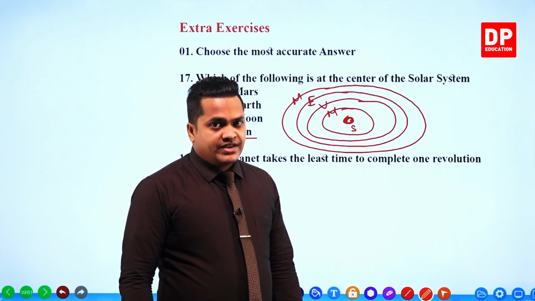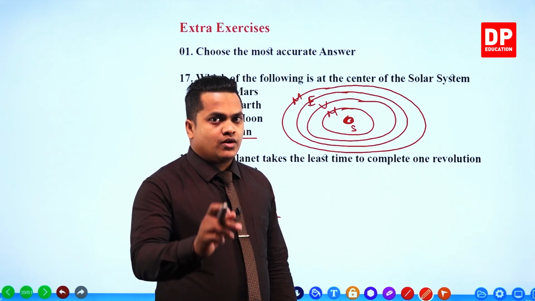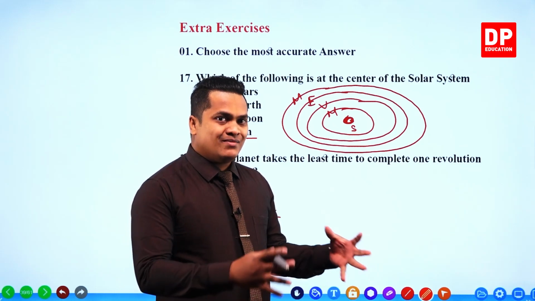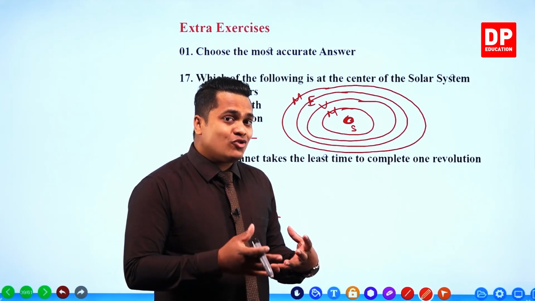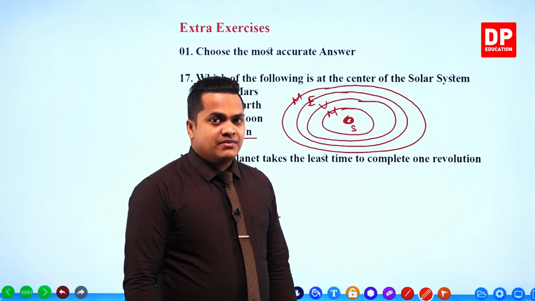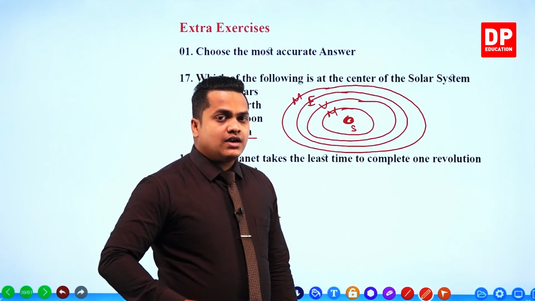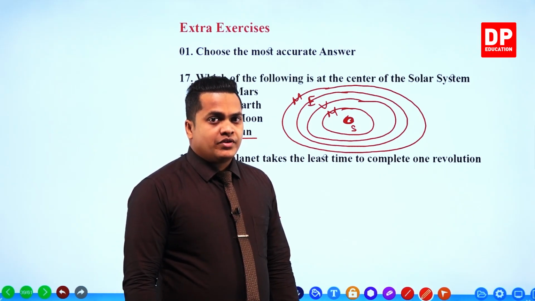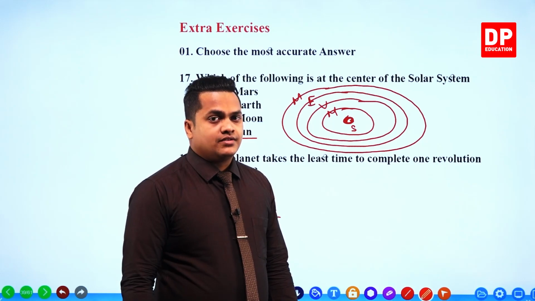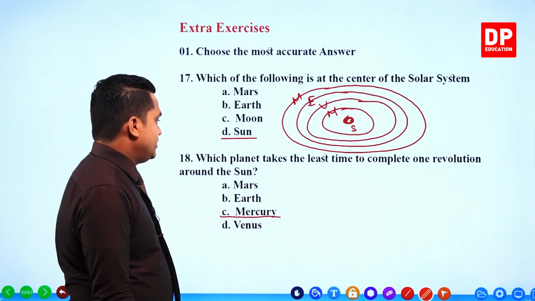Because of these two main reasons, the planet Mercury has the lowest time to complete one cycle around our Sun. When planets are closer to the Sun, their revolution time reduces. Mercury is the closest one to the Sun. Therefore, Mercury revolves around our Sun very quickly. So it is the planet which takes the least time to complete one cycle around our Sun. So Mercury is our answer, my dear children. Mercury is the planet that takes the least time to complete one revolution around our Sun.